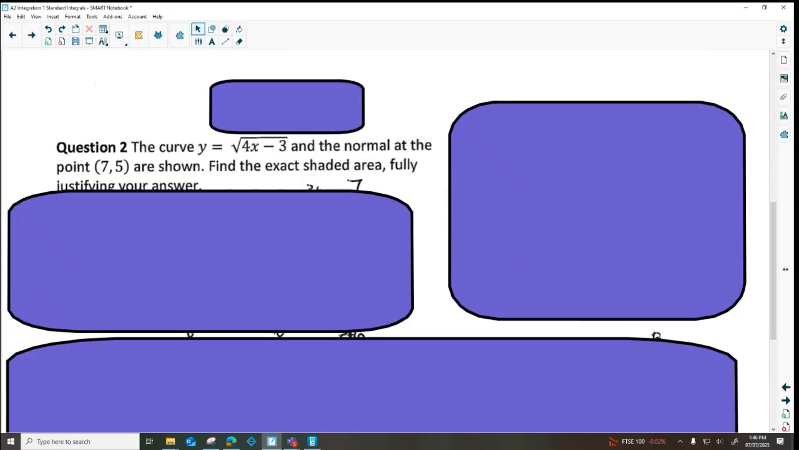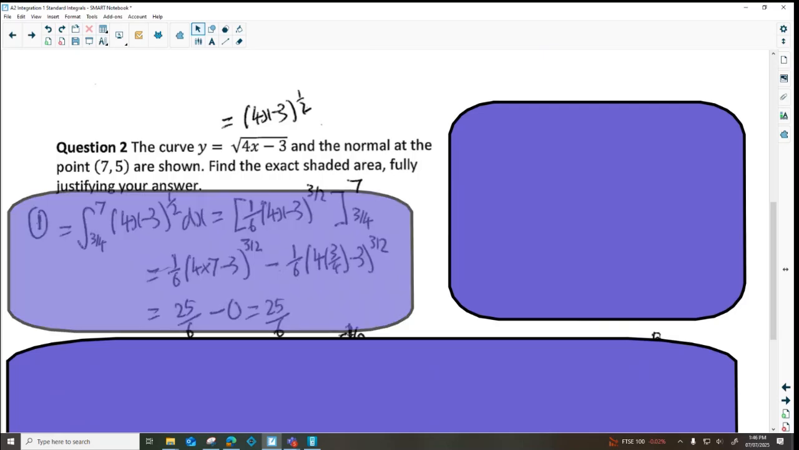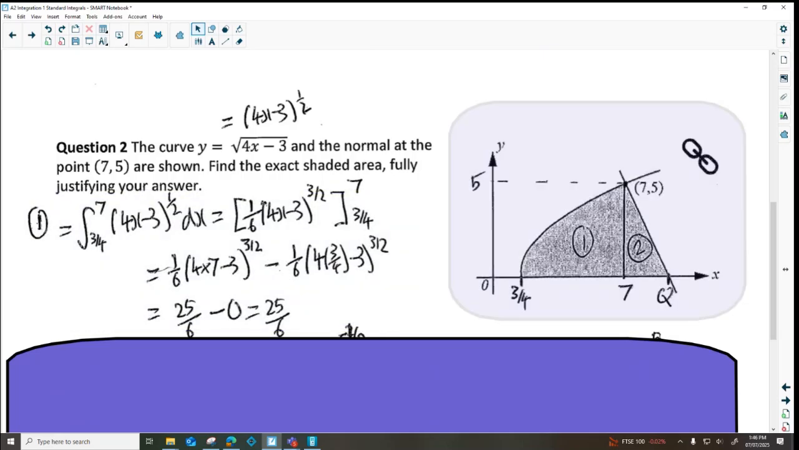Okay, here are my thoughts on this one. First of all, we are going to at some point have to write root 4x minus 3 as 4x minus 3 to the power of a half. In order to work out the shaded area, I'm actually going to split it into two. Part of the area is the area under the curve, and part of the area is the area under the normal. We're going to have to work out those two areas separately and then add them together.